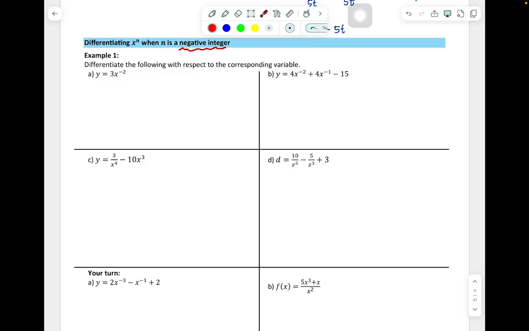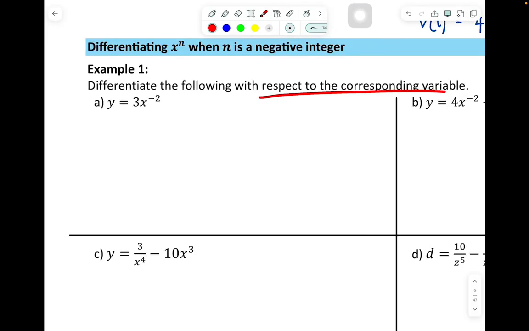In all of these questions, it's asking us to differentiate with respect to the corresponding variable. In this particular question, it's asking us to differentiate y with respect to x. In this case, the ideal form for us to differentiate is when the power is negative in the numerator.